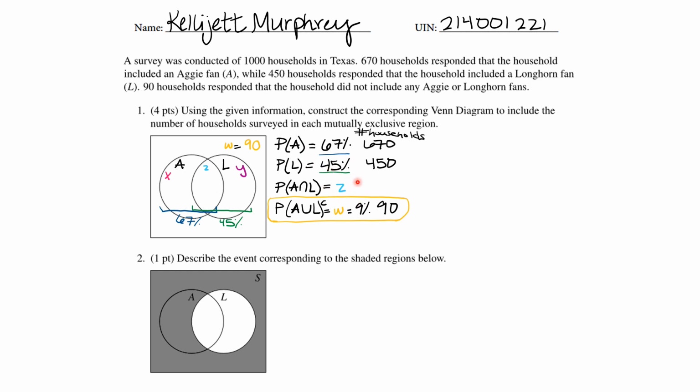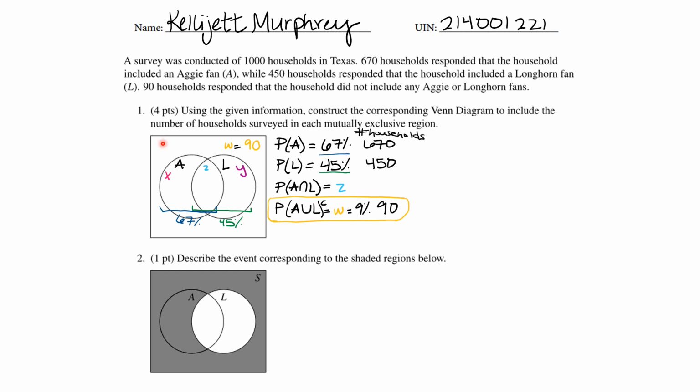And then they tell us that 90 of the households have no Aggie fans and have no Longhorn fans. And that turns out to be equal to W, the value W, which is none of the Aggie fans and none of the Longhorn fans. So we already have one variable figured out.